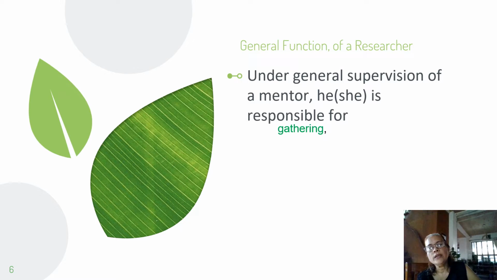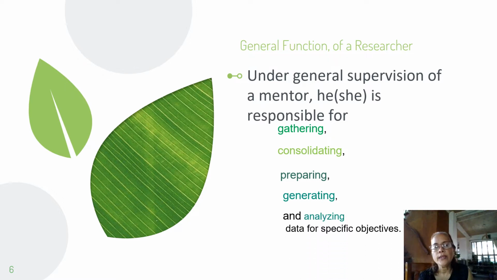So what are the responsibilities of a researcher? Researcher gathers data, consolidates data, prepares the reporting formats, okay, generates the report, and analyzes the data, matching your discussion with specific objectives declared in the first chapter of your paper.